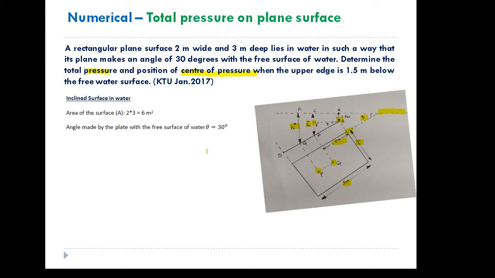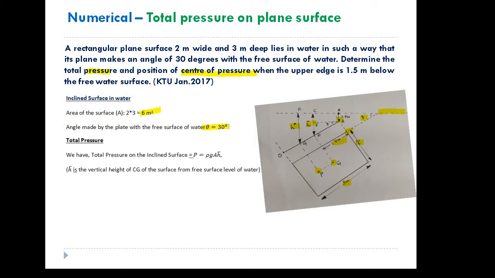So the given data, as I have already told, is area 6 meters square. And before that, what are the variables which we require for estimation of center of pressure? We need to have density of water, area, G, and h bar. These are the parameters which we require for the estimation of total pressure. The angle made by the plate with the free surface is theta equal to 30 degrees. Then what is the equation for total pressure?